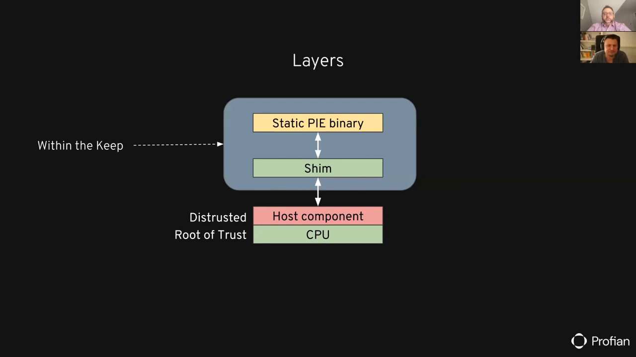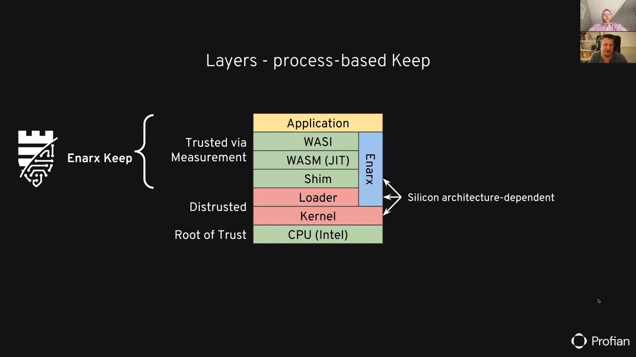So in the next slide, we see that our static PI binary is basically the WASM JIT compiler interpreting our WebAssembly application. And together with the shim and the loader, this forms the NX project. The application is CPU and language agnostic and can be deployed in any architecture the NX project supports now and will support in the future, without being recompiled, which is very cloud friendly in my opinion.